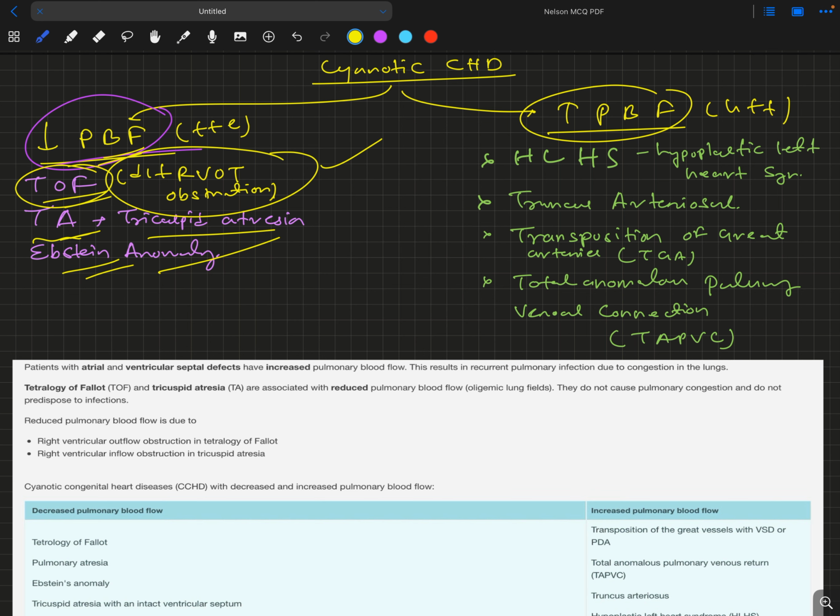There are certain diseases in which there is increased pulmonary blood flow. They are HLHS, hypoplastic left heart syndrome, truncus arteriosus, transposition of great arteries, TGA, and total anomalous pulmonary venous connection. You can remember these conditions in which there is increased pulmonary blood flow in cyanotic congenital heart disease as HTT. A stands for HLHS, hypoplastic left heart syndrome. T stands for truncus arteriosus. Another T stands for transposition of great arteries, TGA. Another stands for TAPVC.